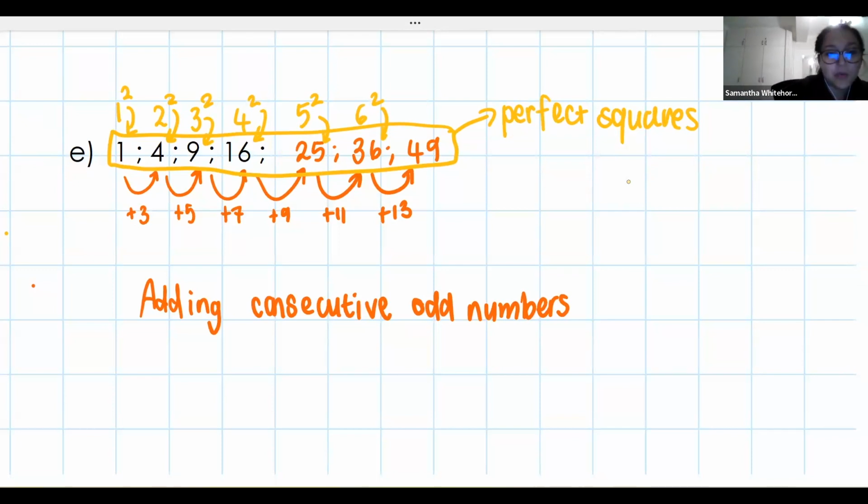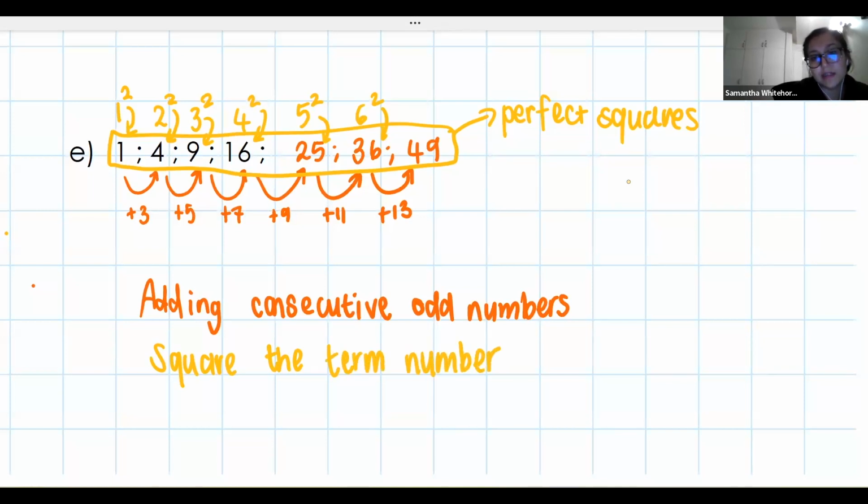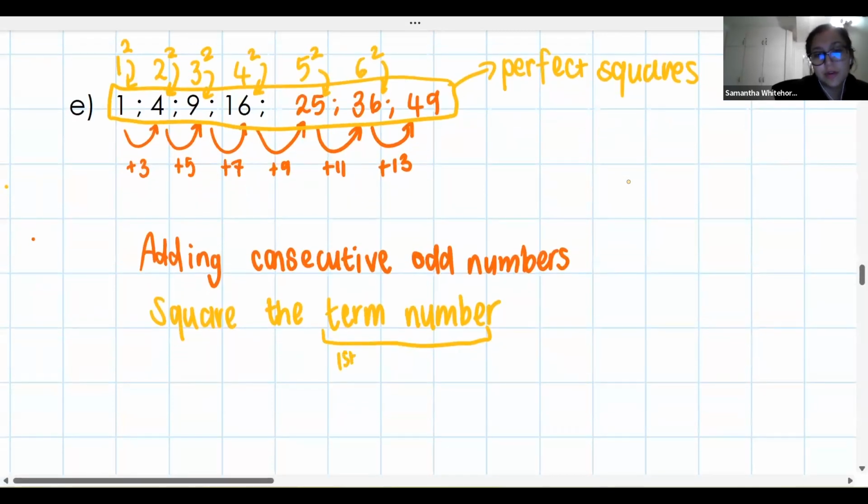And so another way to describe this is we could say we square the term number. So which term is it? The first term, the second term, the third term, etc., etc., all the way up to get the term value.